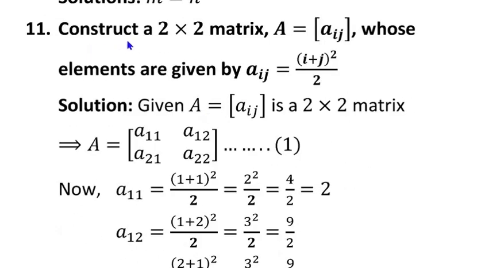See this question. Construct a 2 cross 2 matrix A equal to Aij, whose elements are given by Aij is equal to (i plus j) whole square divided by 2. And it may be asked for 1 or 2 marks. And this is a very important and very easy question. A 2 cross 2 matrix means there will be 4 elements.